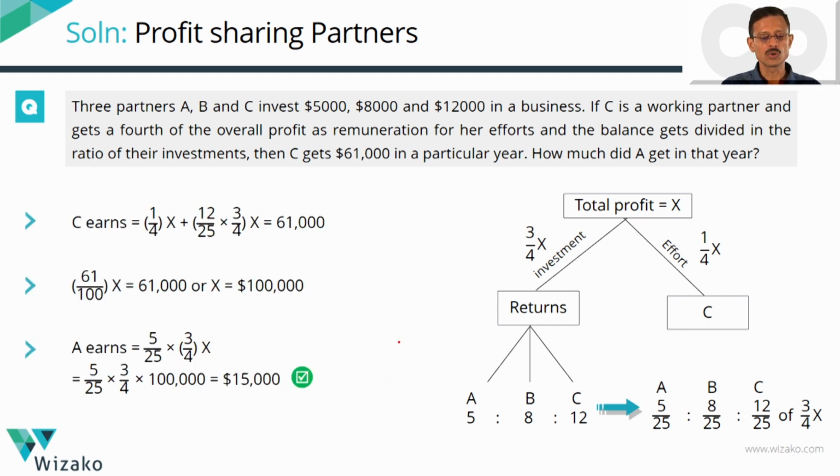This is what we have. What all does C get? C takes home a remuneration component and C also takes home a share of the profit. What is the share of profit? 12/25 of what? Whatever is being shared. What is being shared is 3/4 of X. So C will take home this entire thing, which is equal to $61,000. So one equation, one variable scenario. If we take 100 as a common denominator, this becomes 61 by 100x, which is equal to $61,000. So x is equal to $100,000. A earns 5 by 25th of what? Of 3/4 of x. So 5 by 25 into 3 by 4 into the value of x, which is 100,000. So A takes home $15,000 in a year.